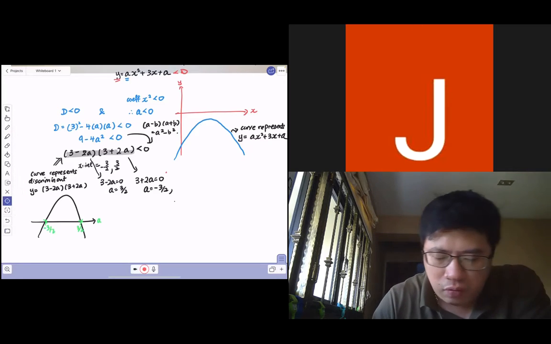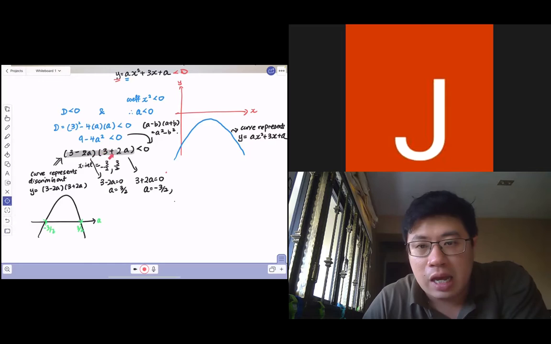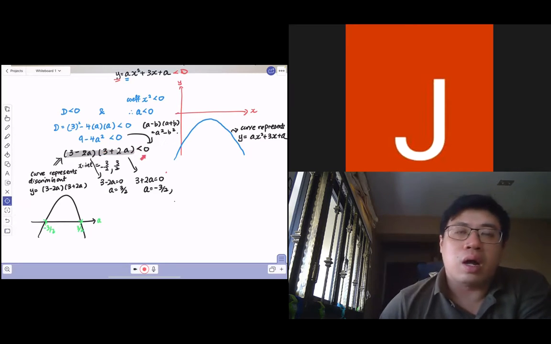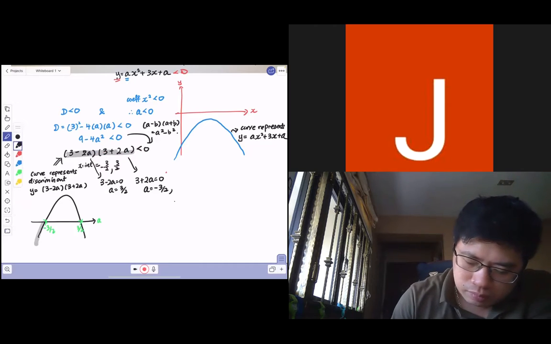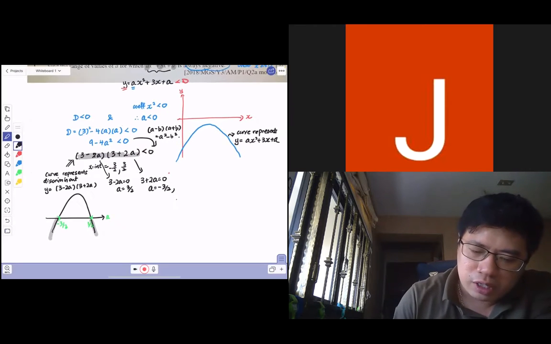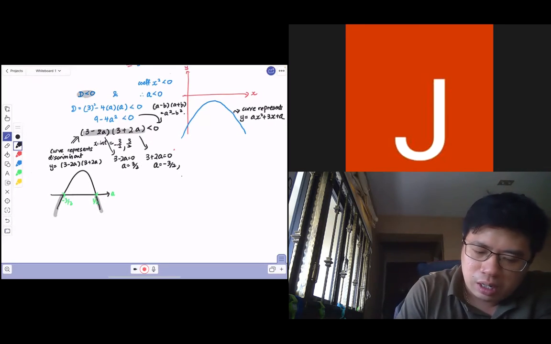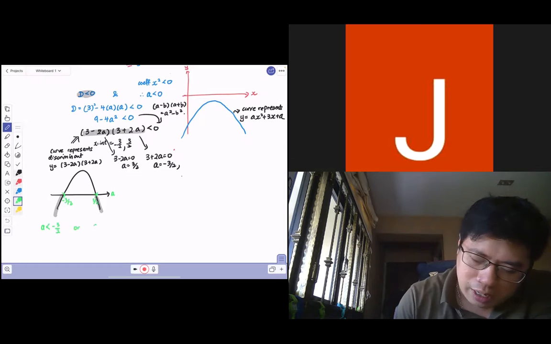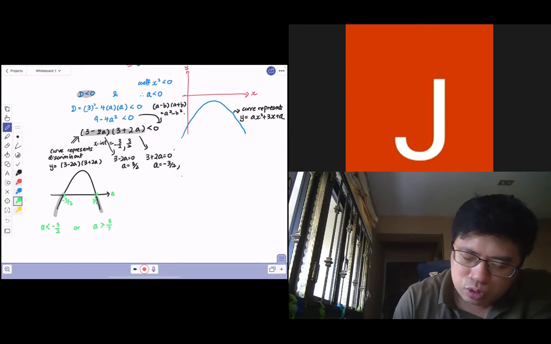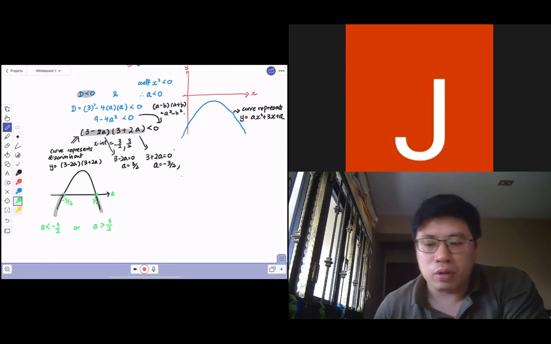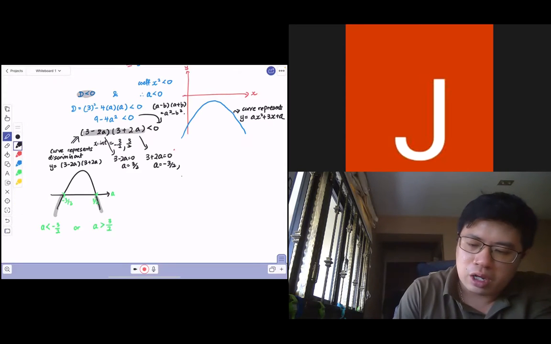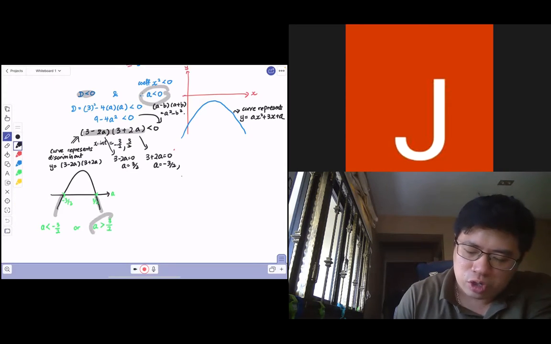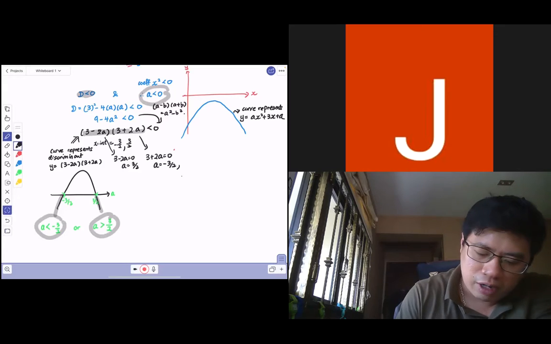Now you are looking for the values of a that will give you the discriminant to be negative. So it's basically this portion here. Solving the discriminant less than 0 enables you to get a less than negative 3/2, or a more than 3/2. At the same time, you also must take into consideration that you need the coefficient of x squared to be negative, therefore a as well.